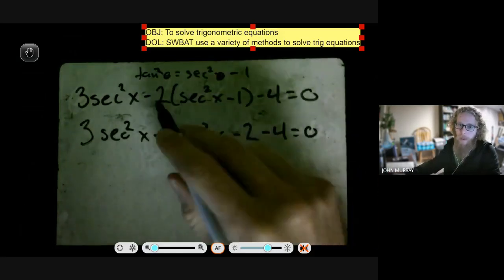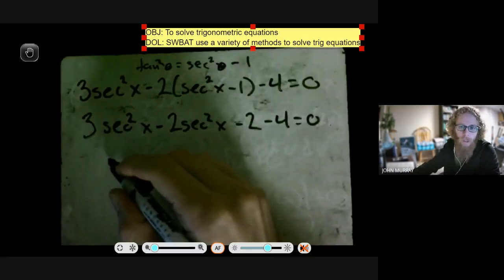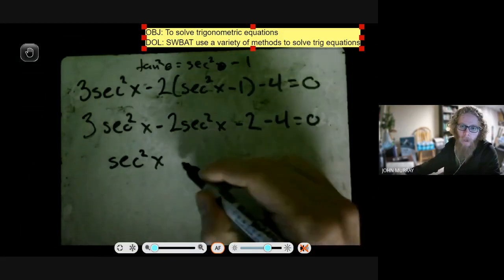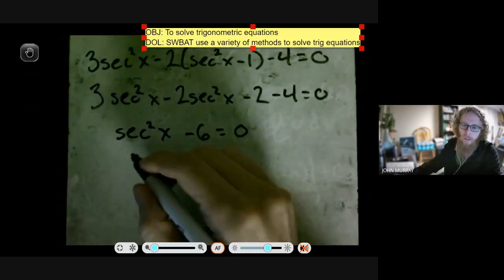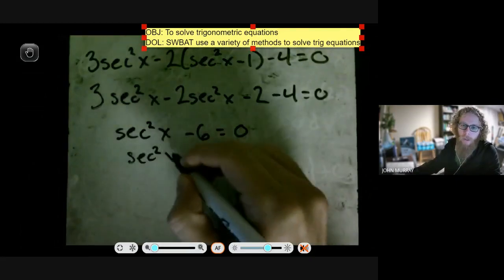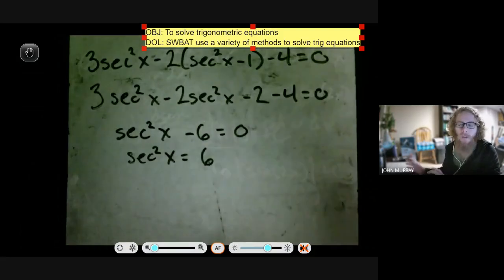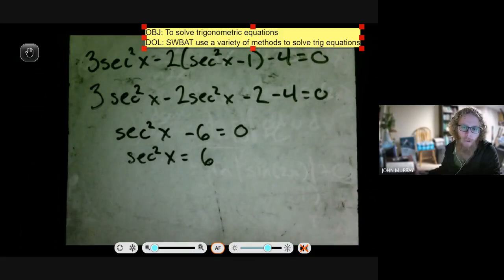again, be careful. Make sure you distribute everything. Combining like terms, I get positive 1 secant squared minus 6 equals 0. So I get secant squared of x equals 6. Here is where we get into a little bit of trouble. I don't have a reference for this.